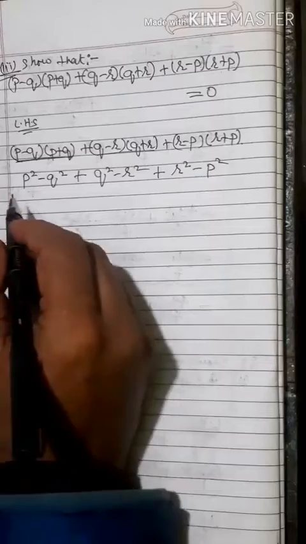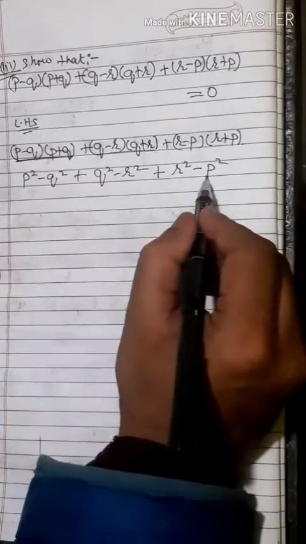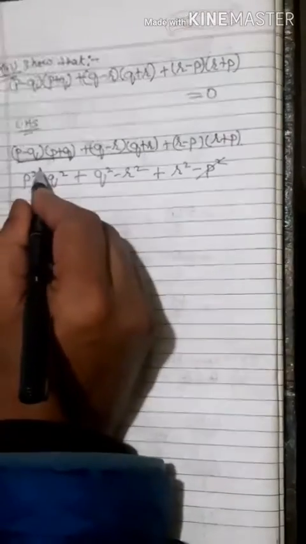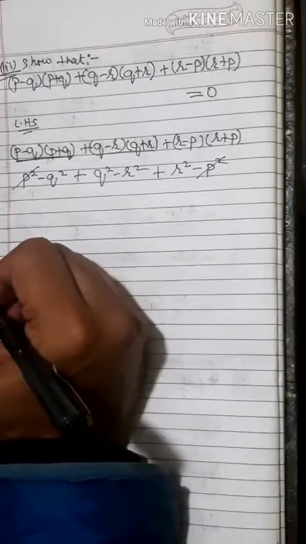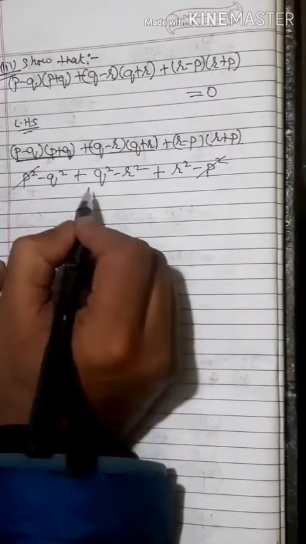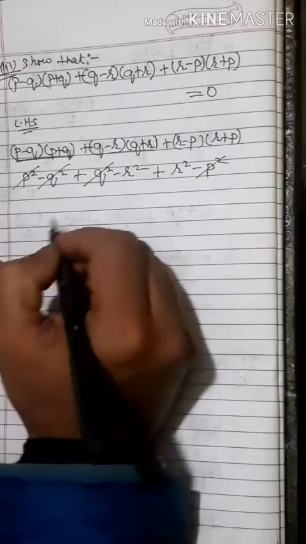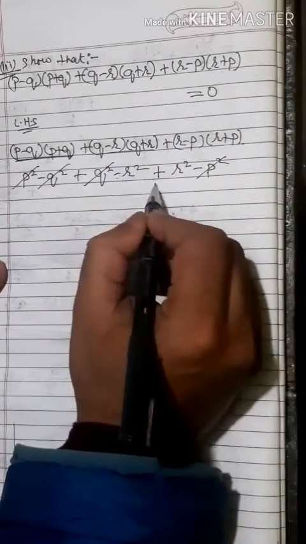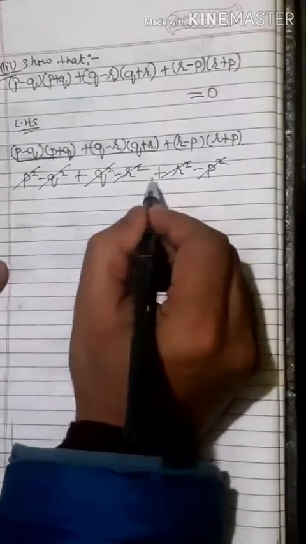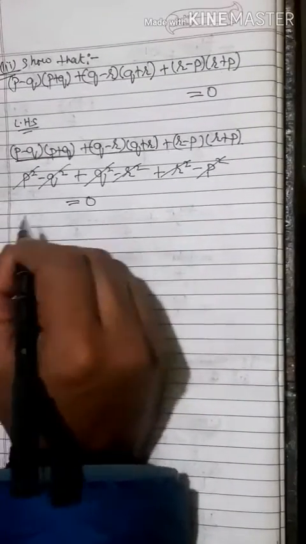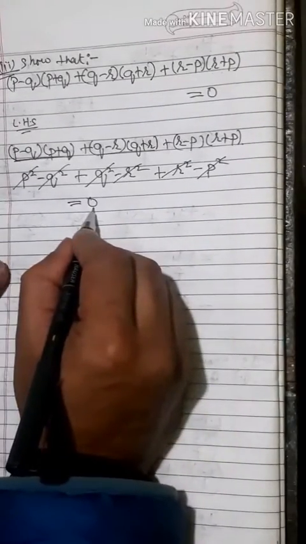Now let us see what we get after we simplify. p square, and we have a minus p square, so plus p square minus p square will cancel out each other. We have a minus q square plus q square. This also cancels out. Then we have a minus r square and a plus r square. This also cancels out. So what are we left with? Nothing. That means we are left with 0.